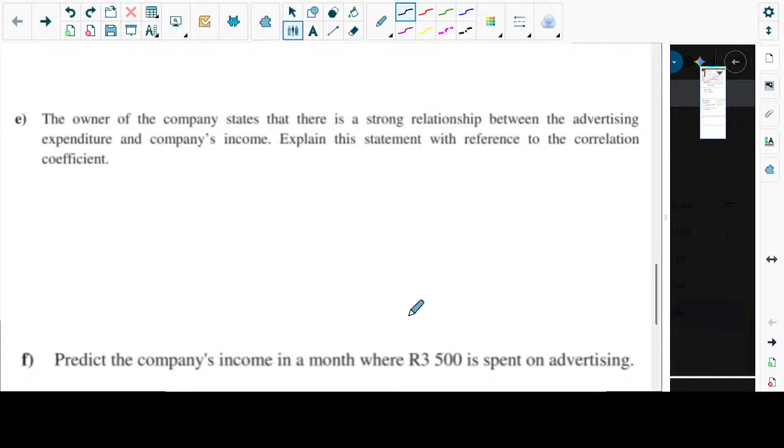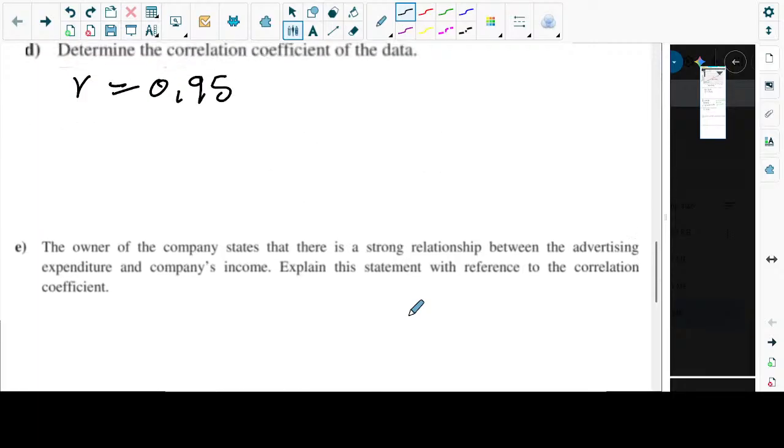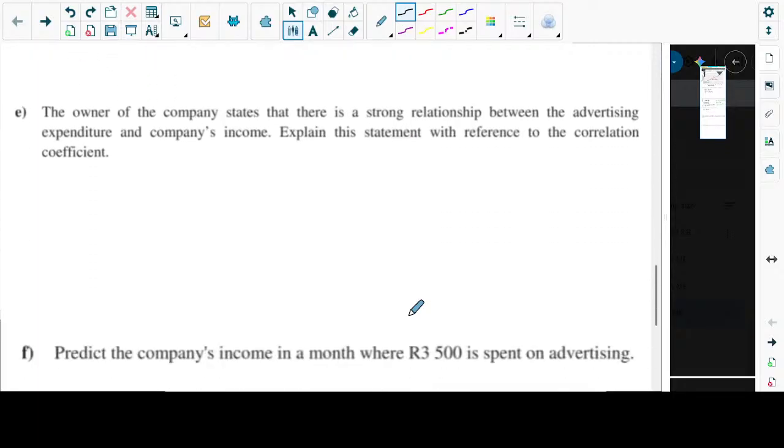So what do you think here? Remember, the person seems to be thinking that the more money they put on advertising, the more income they get. Is it supported by the correlation coefficient? You check the R, it will tell you. The R is strong and positive. It's even closer to perfect. I think it's 0.995. It is almost perfect. So the person is correct by saying that.